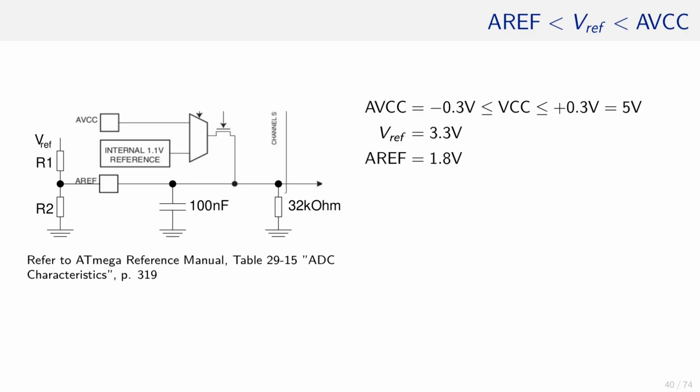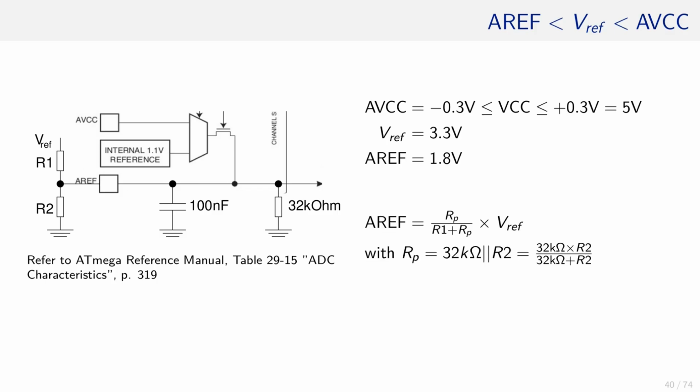What if the reference voltage is, let's say, 3.3 volt and AREF is supposed to be 1.8 volt? We use a voltage divider to get the desired voltage of 1.8 volt. Again, the question is, what values do not only R1 but also R2 need to have to limit the maximum current to less than 1 milliamp? Again, I will give you time to think.